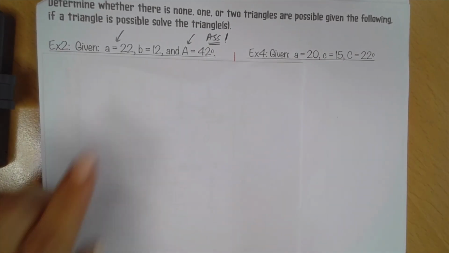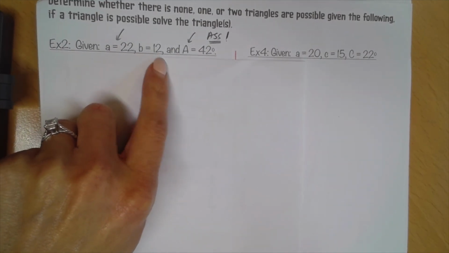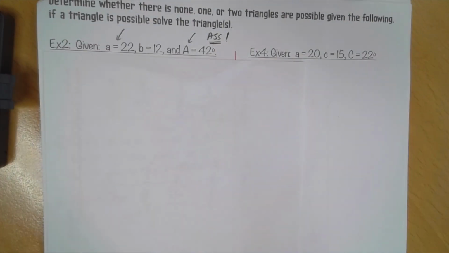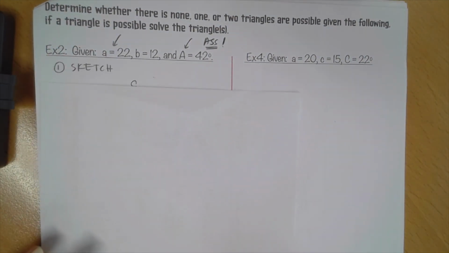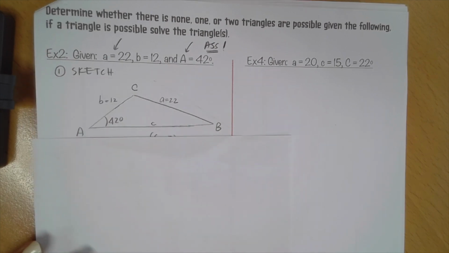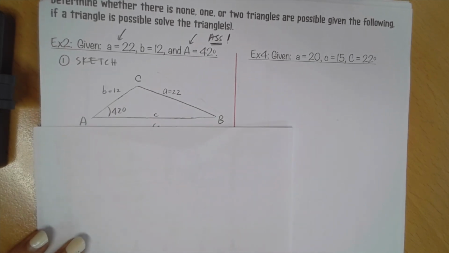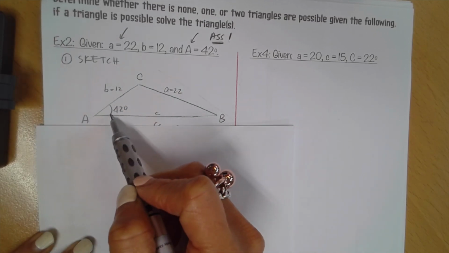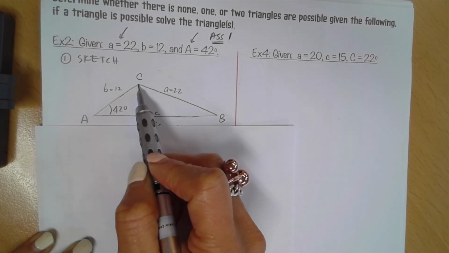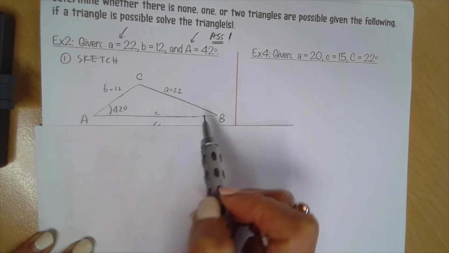You're given side 22, side 12, and angle 42, right? So we already established that this is an SSA case, right? And I think we already sketched it, and it looked like this. All right, and draw it exactly the way it should look. Try to get this, it's called a good sketch. Okay, a good sketch indicates 42 degrees as it should be. 12, 22, it looks almost double, okay?